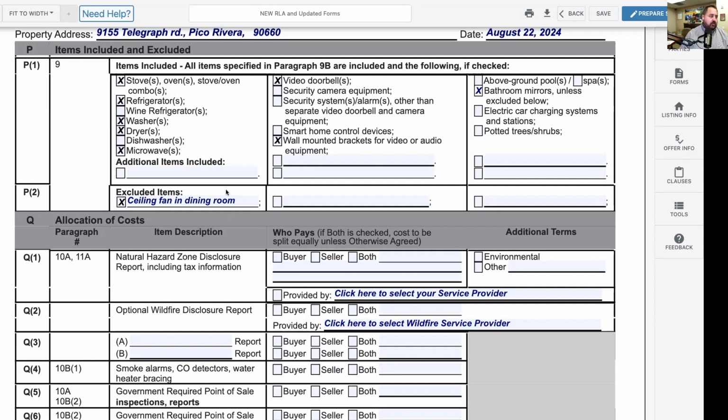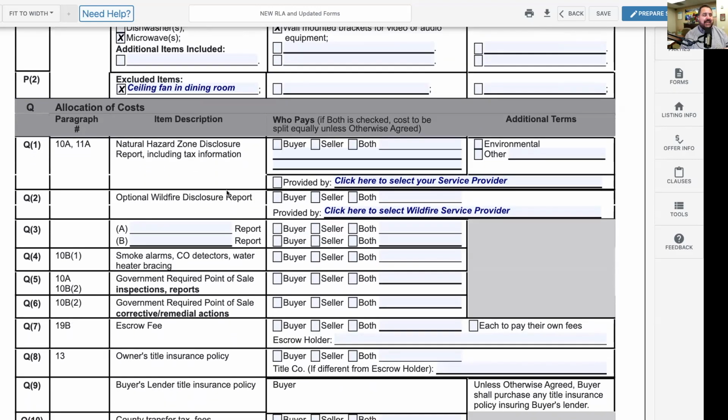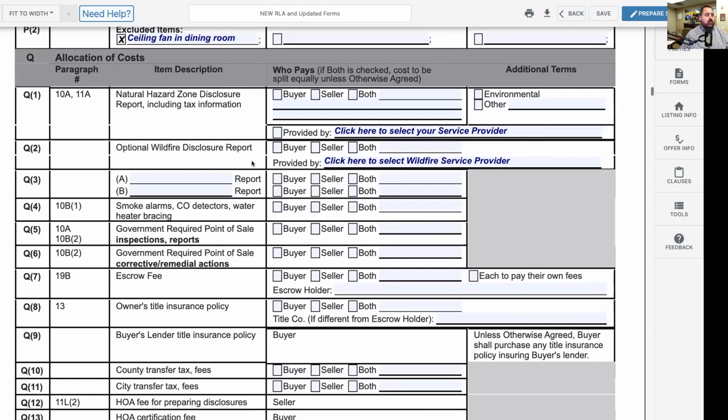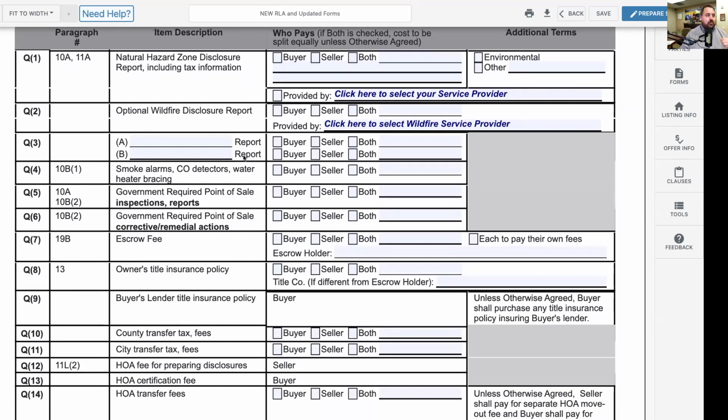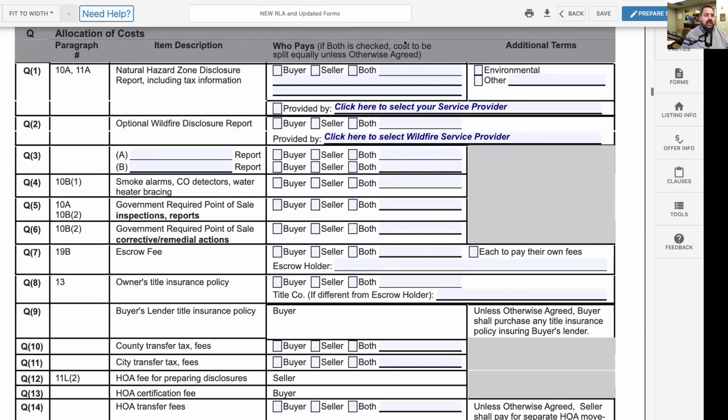All right. Perfect. Okay. Now we're looking at allocation of costs. Who pays for what? That's where we're at right now. So, natural hazard zone disclosure report, including tax information. The advice is probably ask for the environmental issues, ask for environmental to be included in the NHD. This normally is the seller's cost. This is normally something the seller provides. It is not going to weaken or strengthen your offer really by changing it.